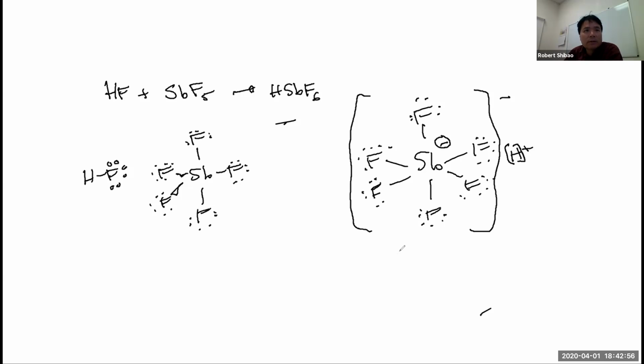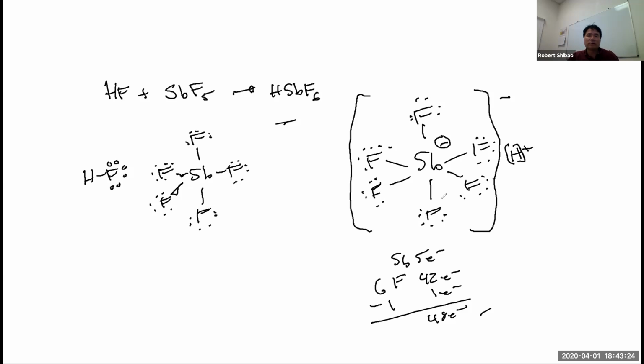Antimony has 5 electrons. We have 6 fluorines, and each fluorine is 7, so 6 times 7 is 42 electrons. And then the -1 charge would be 1 electron here. This would give 48 electrons. 8 times 6 is 48. Is that right? Yeah. And then we have the H plus here. So this is one way of describing this. If that's the case, then this would be sp3d2 hybridized, and this would be sp3 hybridized here.